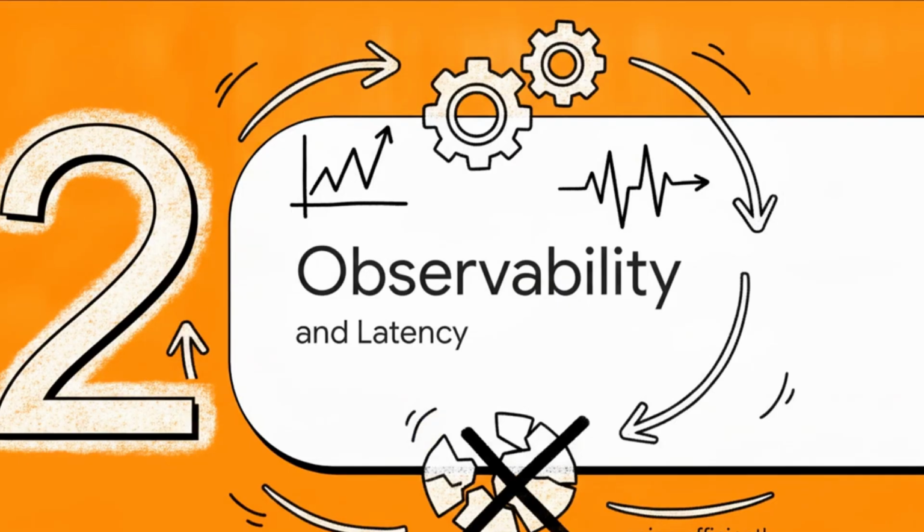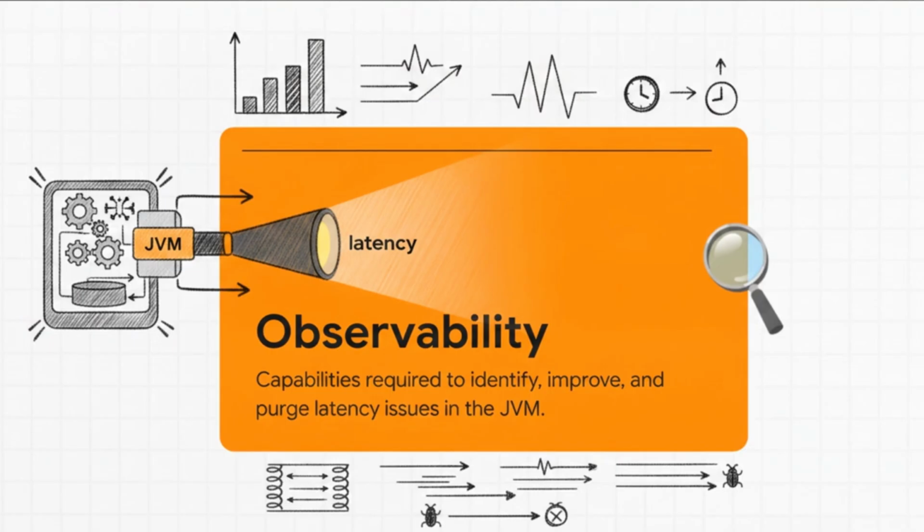Part 2. Observability and latency. Moving up the stack, you really need deep observability if you want any chance at purging latency. Seriously, without specific measurement capabilities actively monitoring your JVM under the hood, you're basically flying blind.